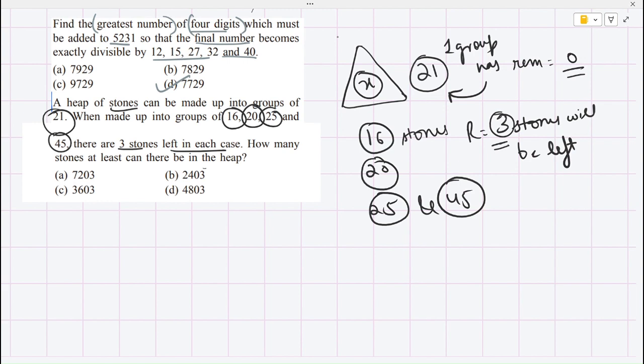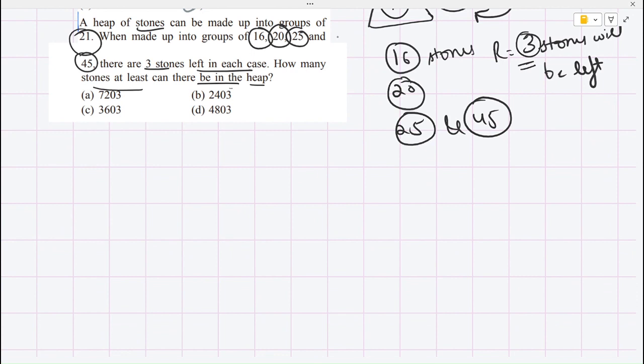So basically, in this form, this is the question. Then they say, how many stones at least can there be in the heap? So we need to find the value of x, that is, the least number of stones there should be so that this situation holds true: if we make groups of 21, not a single stone will be left, and if we make groups of 16, 20, 25, 45, then there will be just 3 stones left.